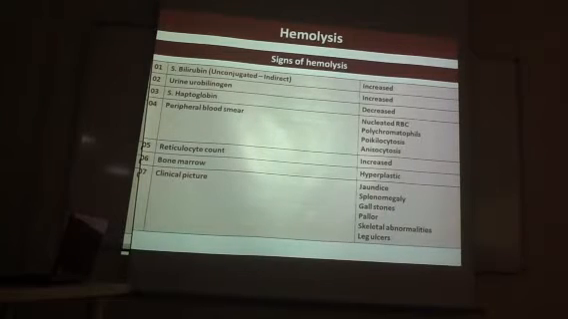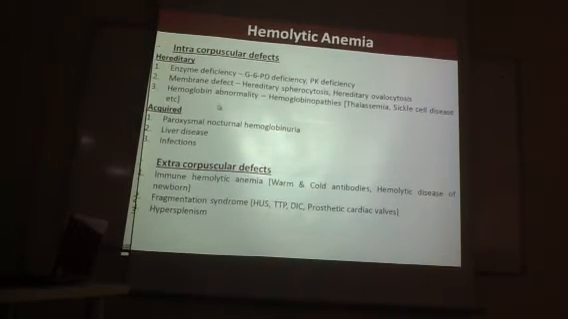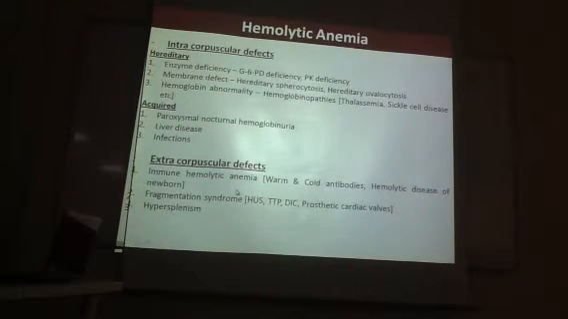It is intravascular hemolysis. Any defect in the RBC will produce hemolysis, whether it is an enzyme defect, a membrane defect, or a hemoglobin defect. Sometimes the defect may be outside the RBC, which is called an extracorpuscular defect, for example immune hemolytic anemia.